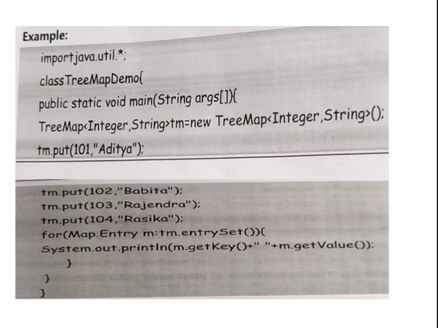This is the program that represents how we can use the TreeMap. The output of this is in the form of a TreeMap that contains the names Babita, Rajendra, Rashika, Aditya.